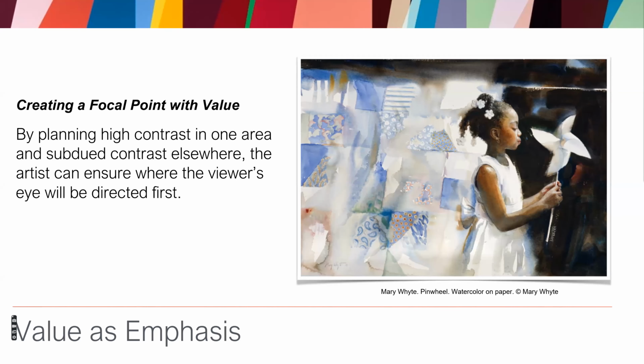One of my favorite ways to manipulate value within design is to create a focal point through emphasis by planning high contrast in one area and subdued contrast elsewhere. An artist can ensure the viewer's eye will be directed towards a specific part of the design, aka the focal point. In the example on the slide, we are very quickly drawn across the design from left to right, stopping on the little girl blowing out the pinwheel. We visually stop there because of the high contrast between light and dark. There's an invisible wall that slams us in our tracks.